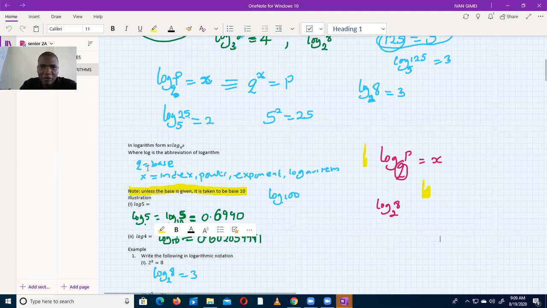So we said if you have x equals log p base q, then this q is said to be the base. x is said to be the logarithm.